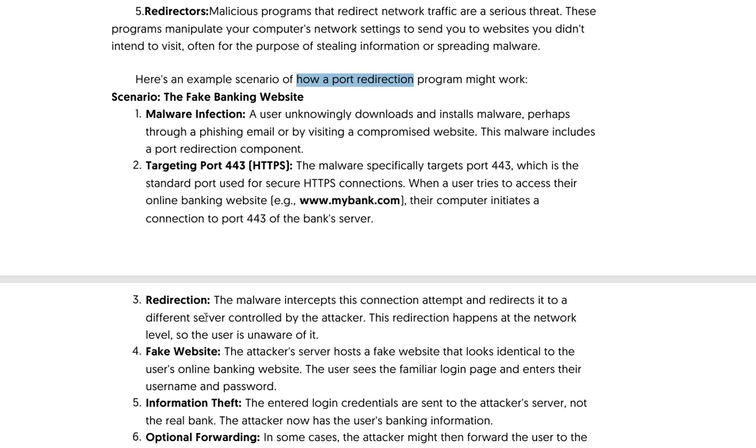So redirection will work here. The malware intercepts this connection attempt and redirects it to a different server controlled by the attacker, where the victim doesn't know about it. Okay, so redirection happens at the network level, so the user will obviously be unaware of it.